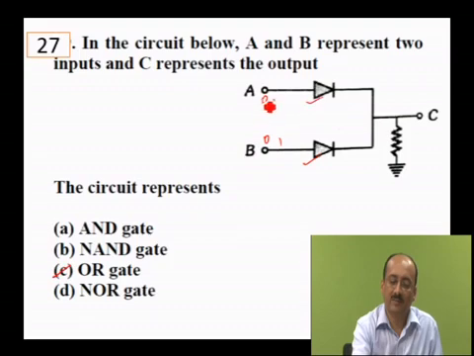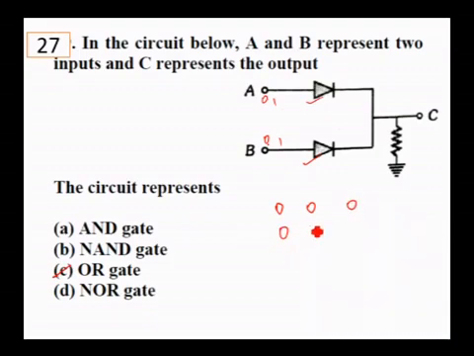if you take inputs 0 and 0, there is no output, it will be 0. If you take 0 and 1, then the second diode will conduct, again you will be realizing output, so it will be 1. If you take 1, 0, the first diode will conduct, again you will get output 1. If both are 1, then it will give 1 because both of them are conducting, and you will be realizing output from this point to this point. So this represents actually an OR gate.